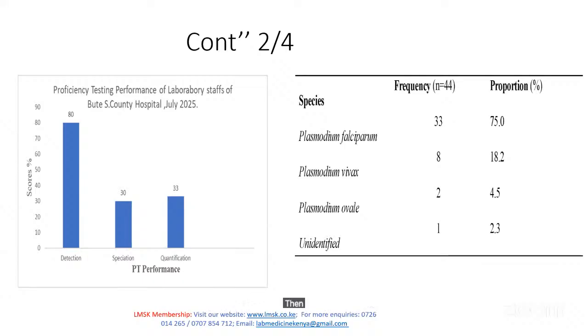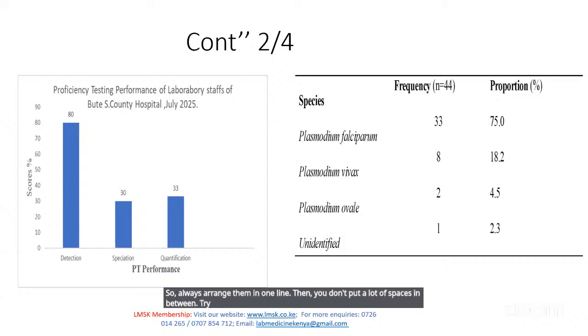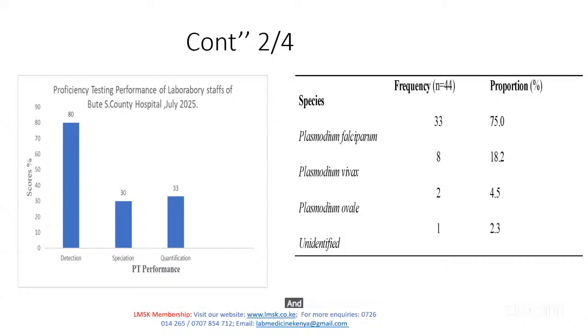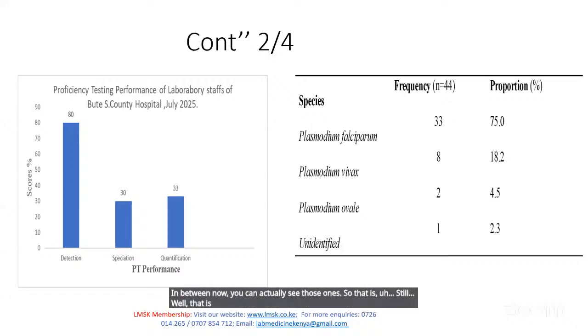Then your figures, your numericals, always arrange them in one line. Then you don't put a lot of spaces in between. Try and squeeze the period, and you use the double lines. So you just go on top, and you go to boundaries, and you put the two lines in between. You can actually see those ones. That is the rule of thumb while using the tables.